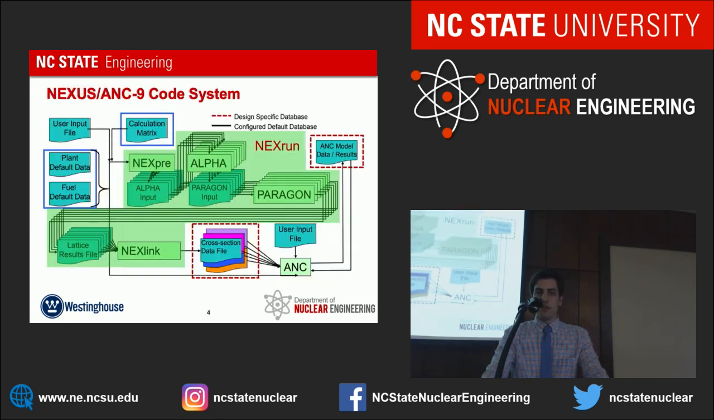This is an overview of the ANC9 system, part of the Nexus system. What we primarily worked on was the front end here with the user input file, using pre-generated cross-section data to use the ANC model and data to get our results. You can see there the Nexus system that generates the cross sections. The Alpha system works in the automation of the cross-section generation, and the Paragon is for the generation of nuclear data, like the pin power. All the cross sections were already made for us. The focus of our project was in using those cross sections to optimize the loading pattern.